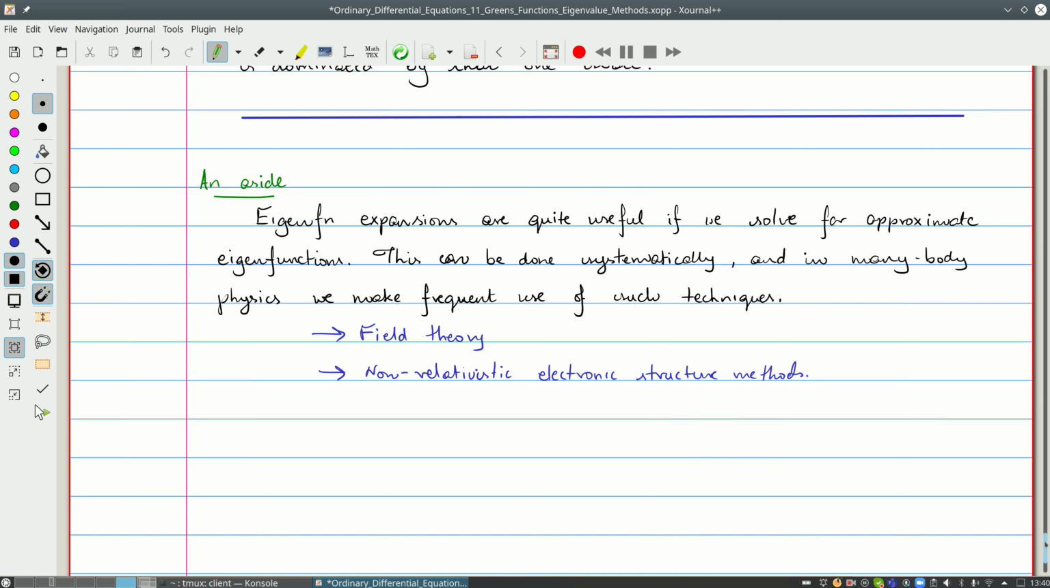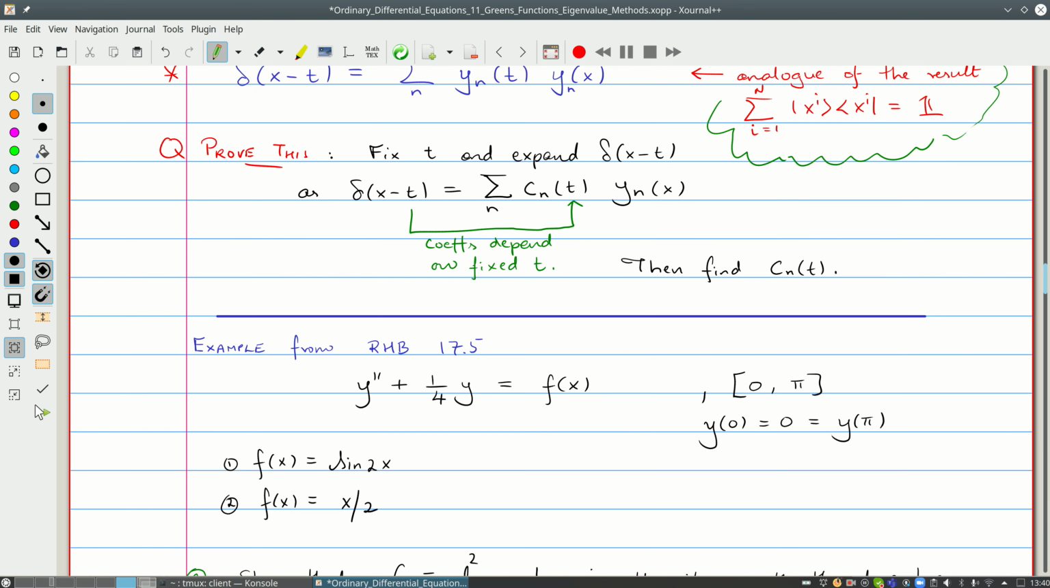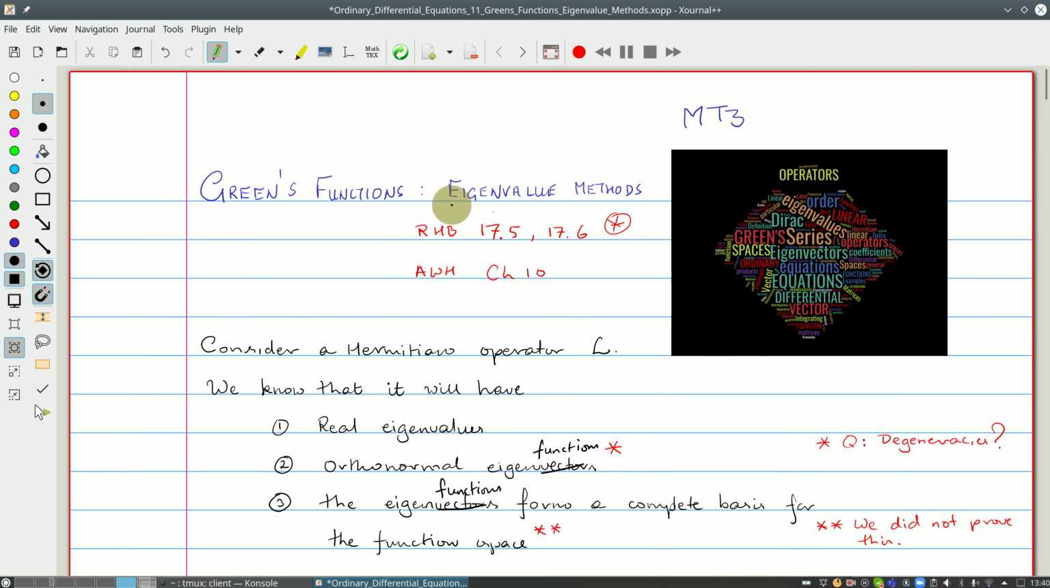But let's end here. We've looked at examples of Green's functions using eigenvalue methods. It's quite a lovely, beautiful technique and quite powerful. What we've done here gives you a flavor of what these methods are capable of.